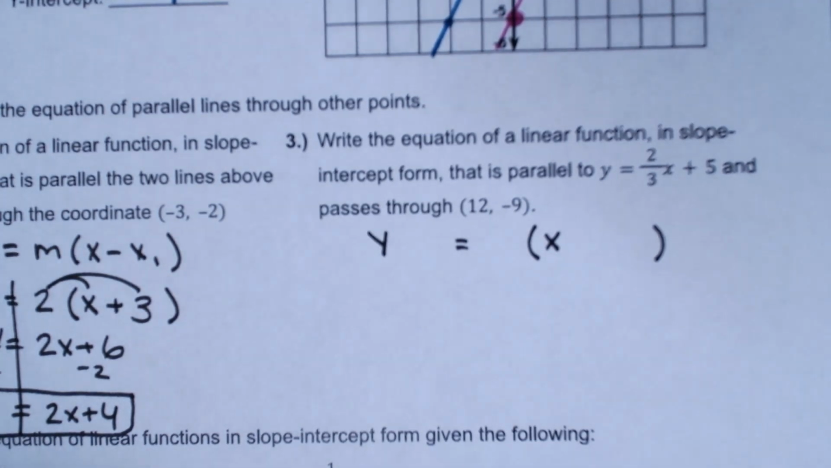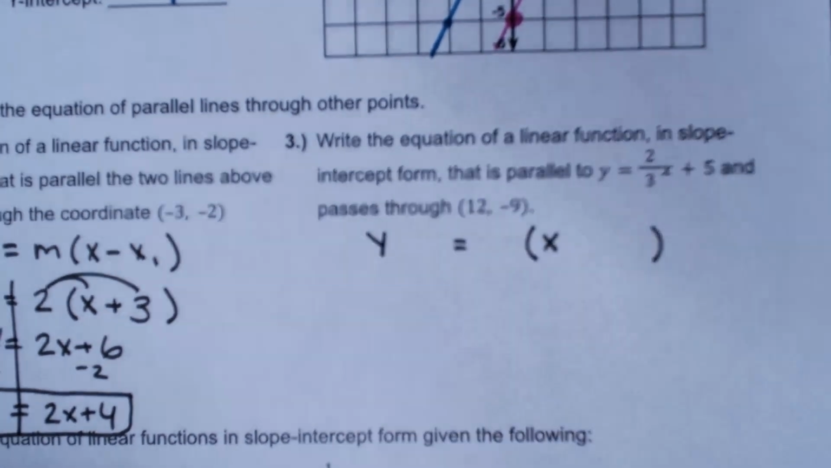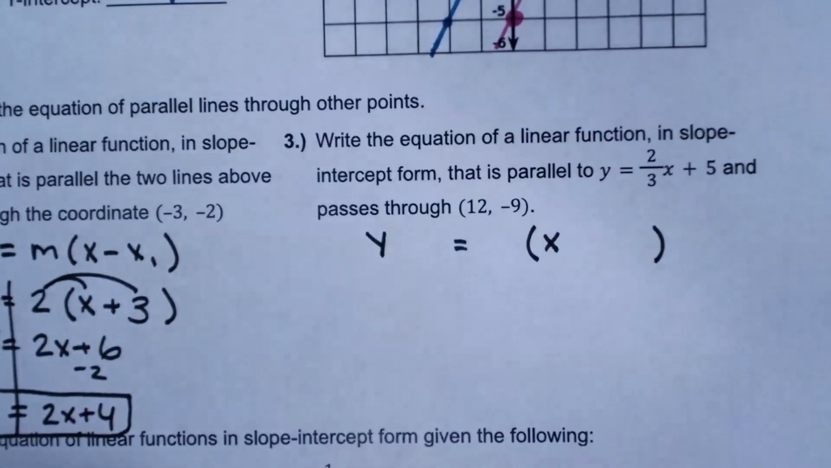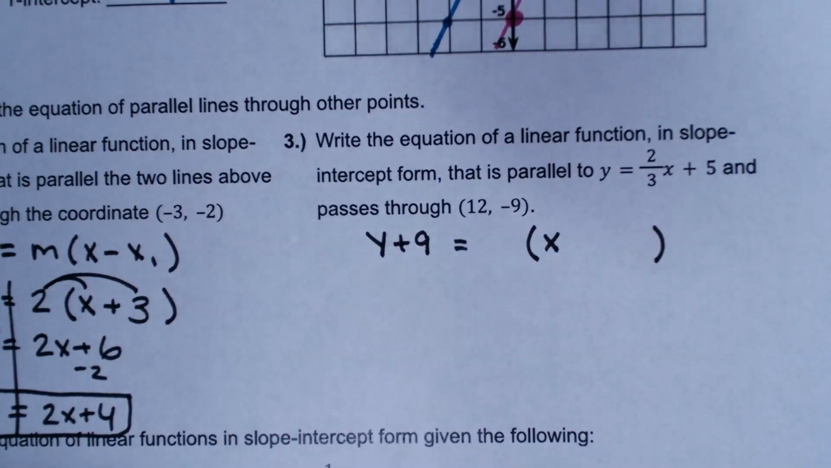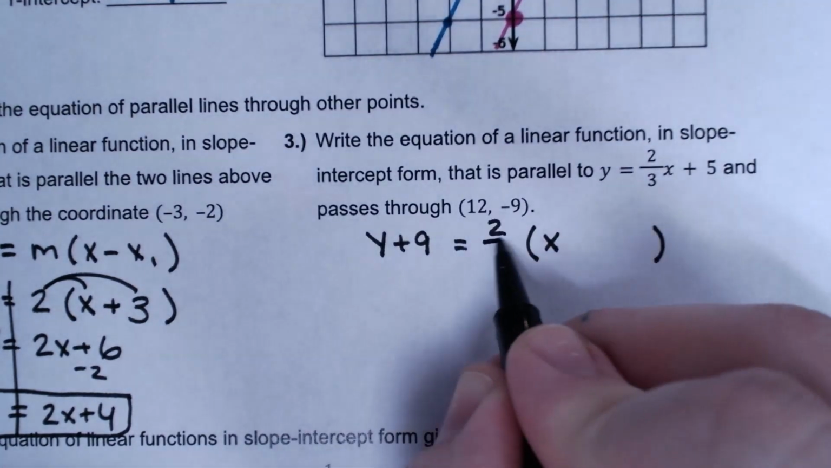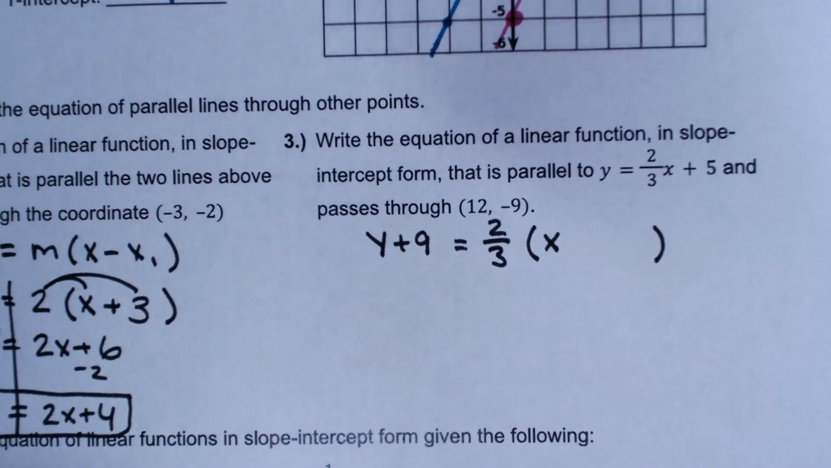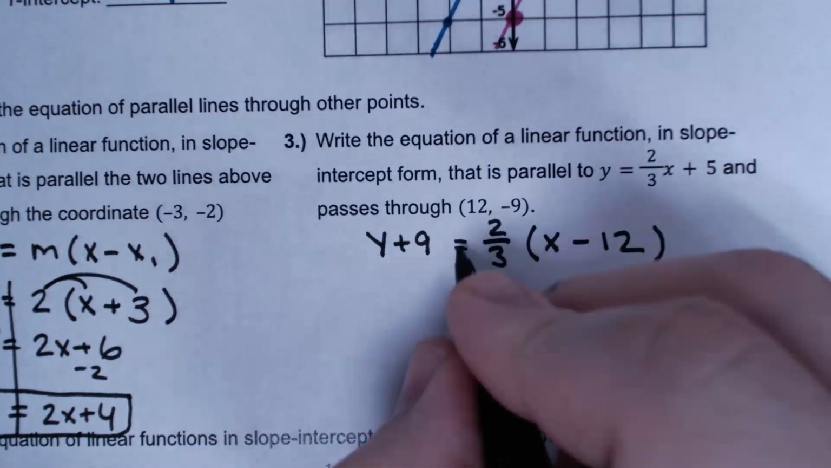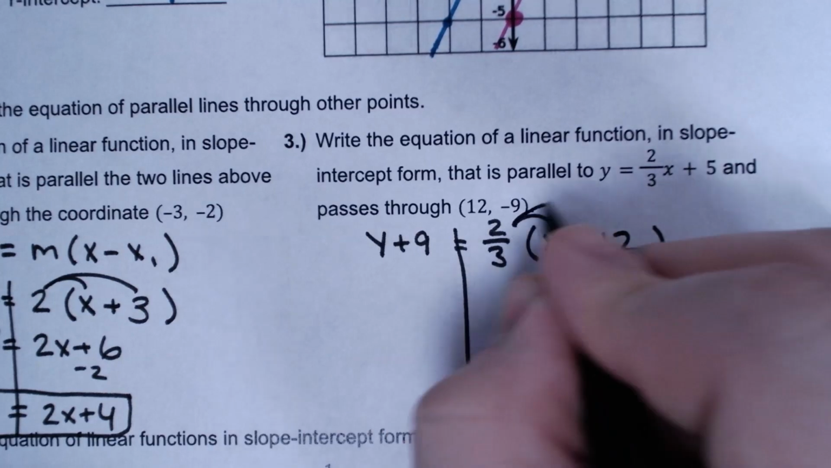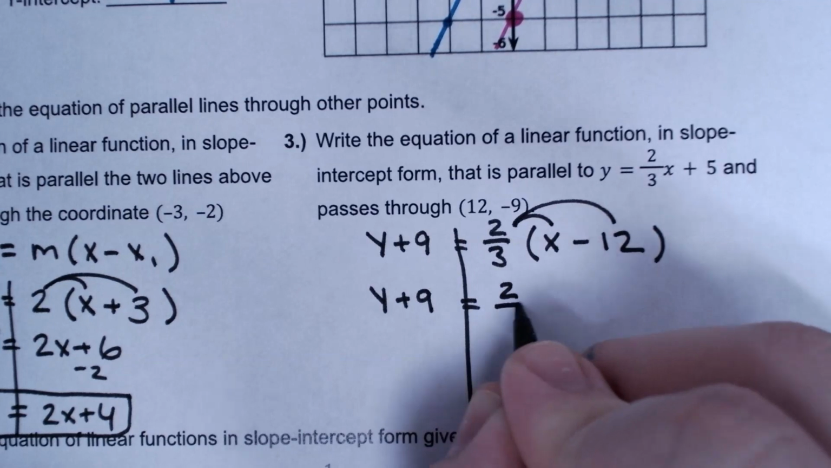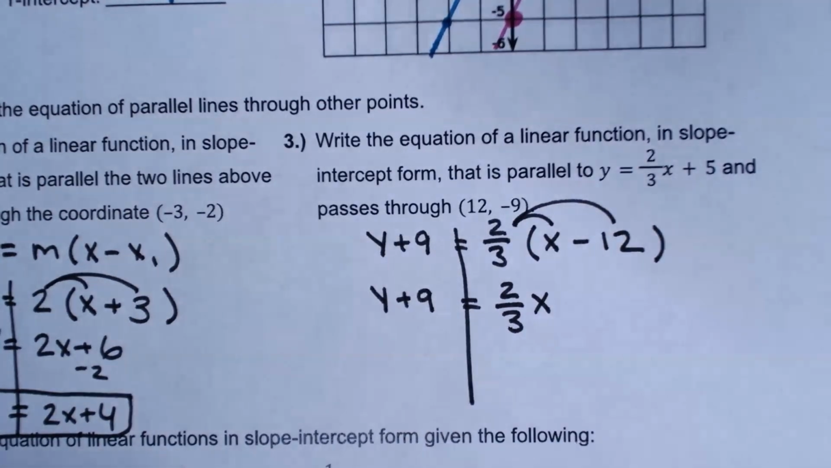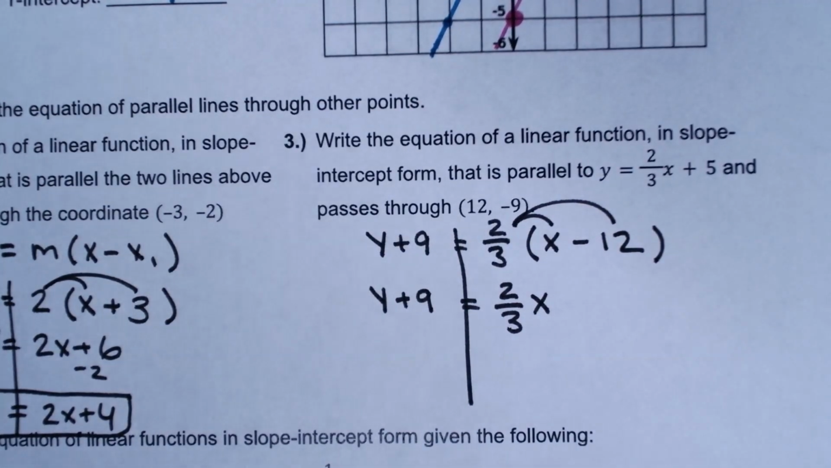So what number goes after the y? Is it y minus 9 or y plus 9? Perfect. Y plus 9 equals 2/3 times x, and then what? Minus 12. Distribute. What's 2/3 of negative 12? Negative 8.